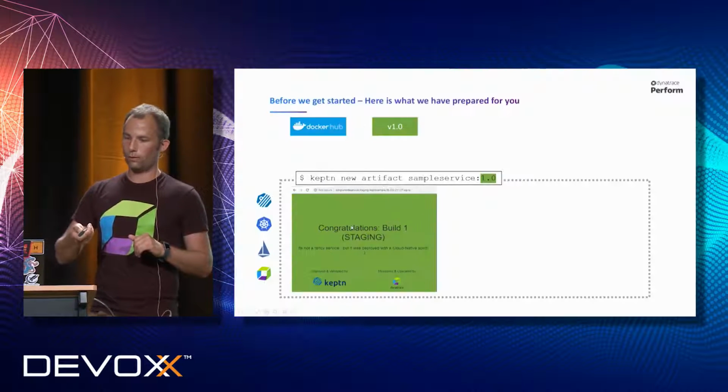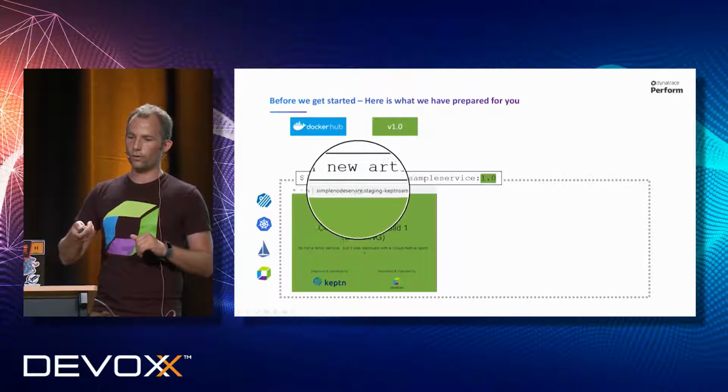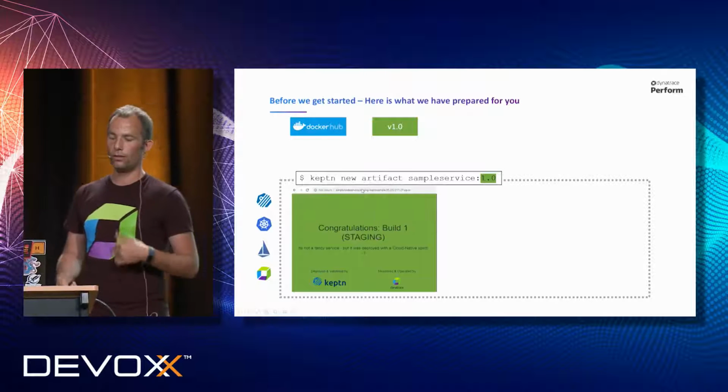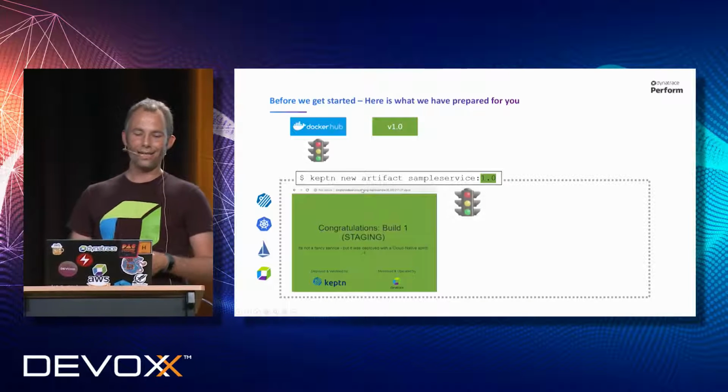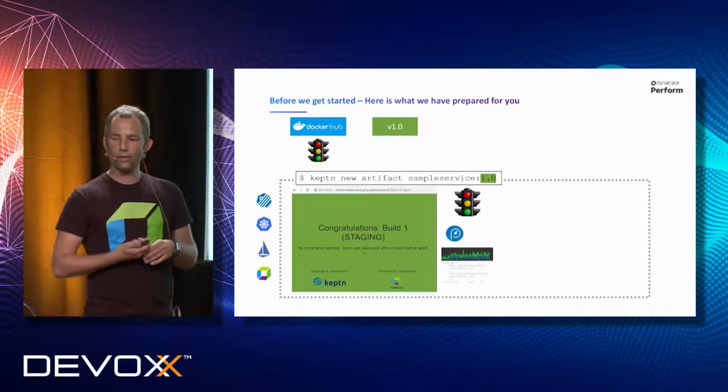But actually, if I double click, I think it's a little bigger. You can see the URL, simple node service.staging. So it's deployed in staging. It will deploy it. It will run tests. And then it will enforce what we call the quality gates. And for that, it is using Speetometer.